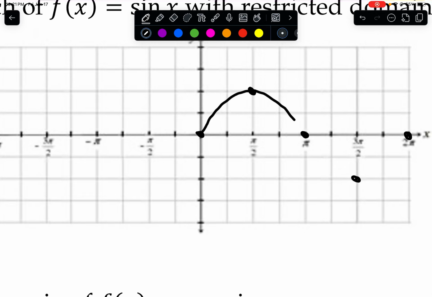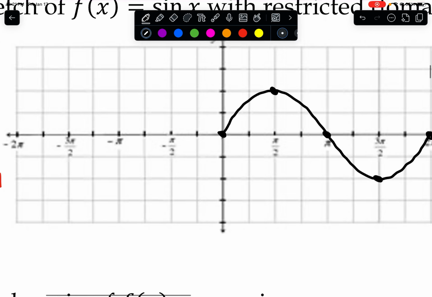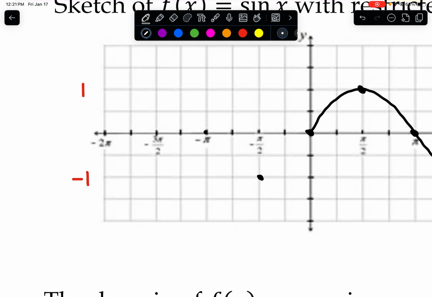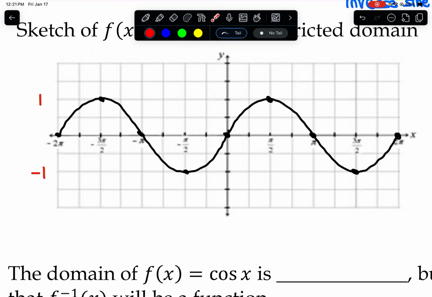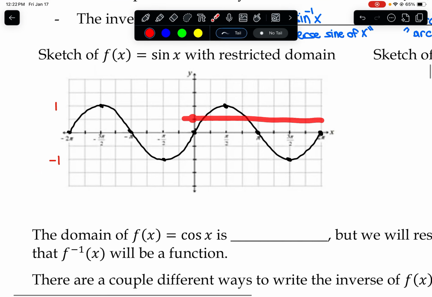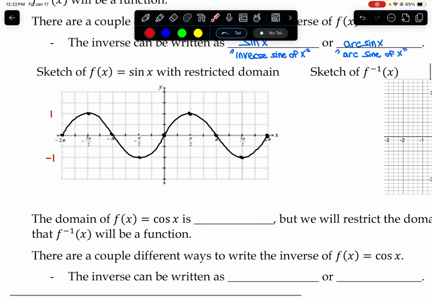So I want to draw 2 cycles on my graph just to give me a holistic idea of what my graph looks like. Okay, and it connects pretty nicely. All right, so when I look at my sine graph here, notice how when I try to do the horizontal line test, it's going to fail miserably, which, relatable.